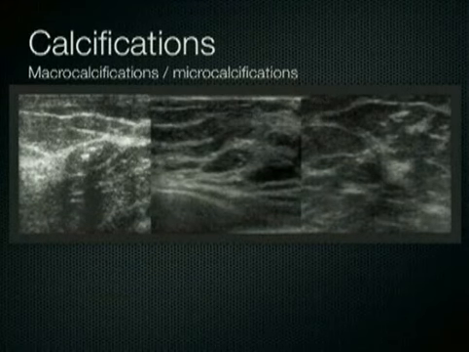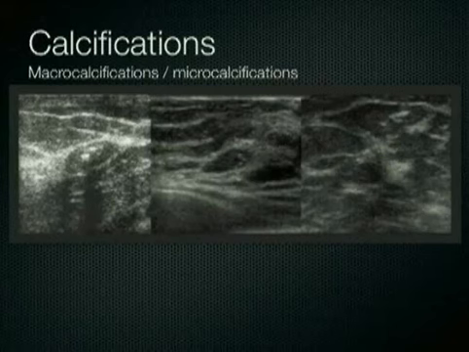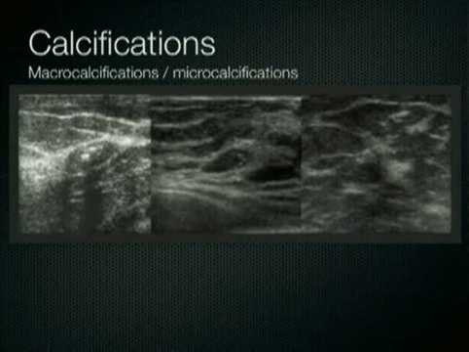This panel shows 3 patterns of microcalcifications. On the left, a coarse calcification with shadowing associated with a fibroadenoma. In the center, microcalcifications, in this case also associated with a fibroadenoma. And on the right, subtle calcifications not associated with a mass.